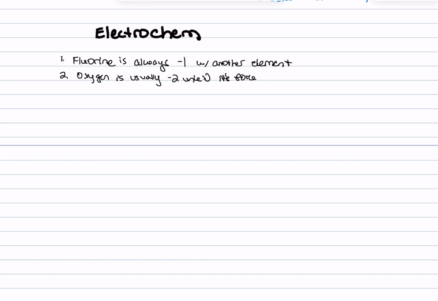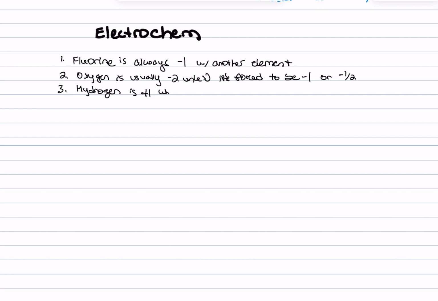Next up is electrochem, but first you need to understand the redox reactions and some of the important properties. So for example, fluorine is always -1 with another element, and oxygen is usually -2 unless it's forced to be -1 when it's peroxide or superoxide. Hydrogen is +1 when in a molecular compound, and -1 when in an ionic compound. Halogens are generally -1 unless forced to be positive by oxygen or other stronger halogens.